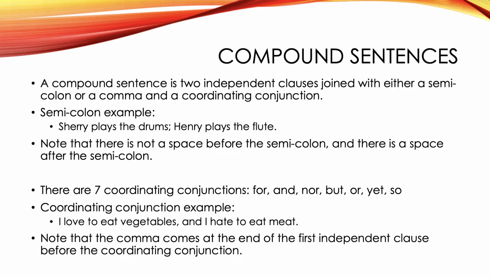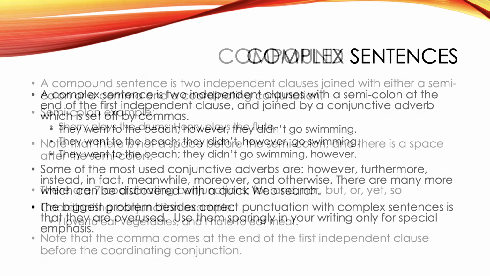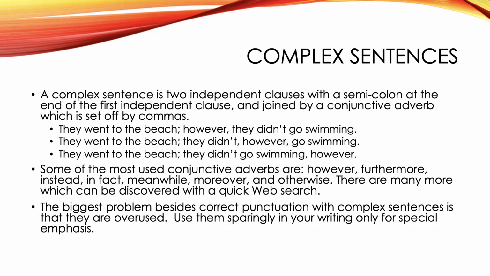So those are examples of compound sentences. Complex sentences have two independent clauses, but they're joined with a semicolon at the end of the first independent clause, and then they're joined by a conjunctive adverb, which is set off by commas. Now, they can come in any one of three places in that second part of the sentence, but in any one of those places, there's going to be punctuation on either side.